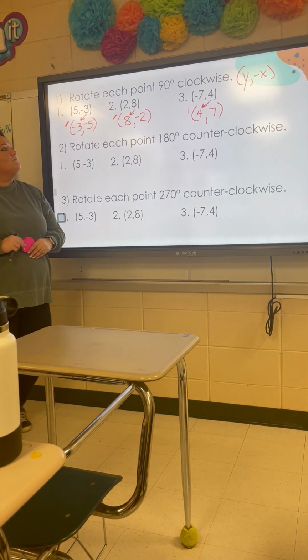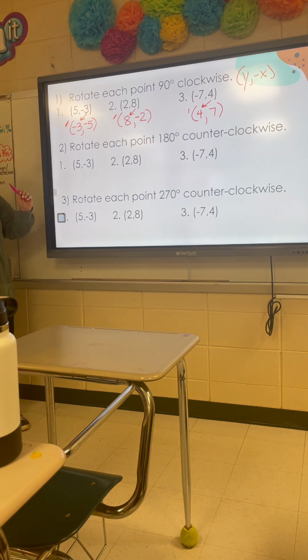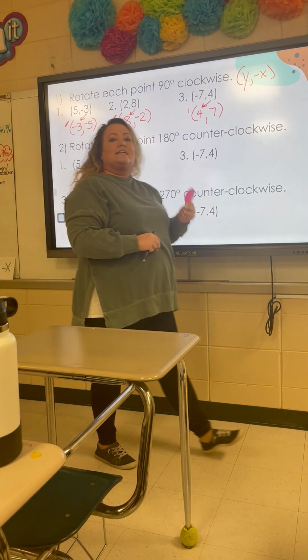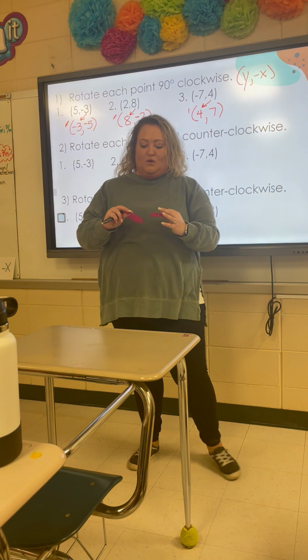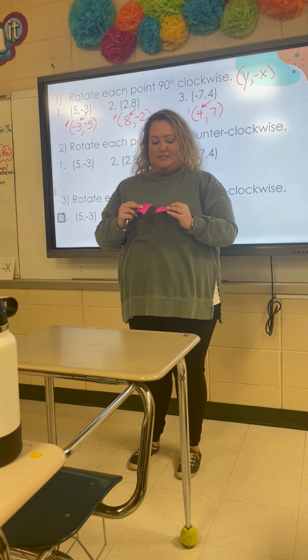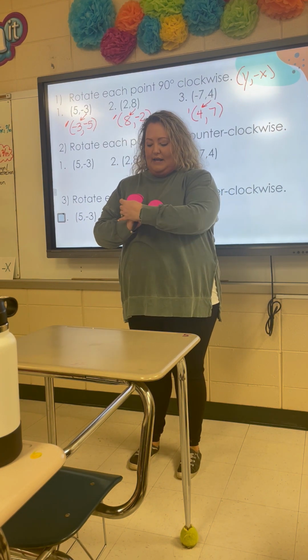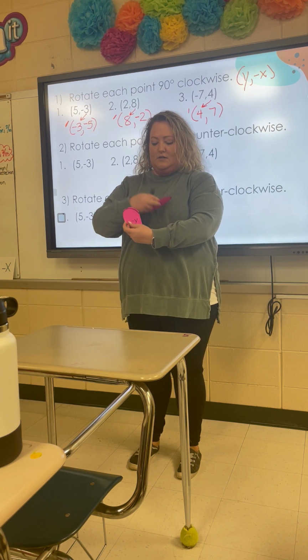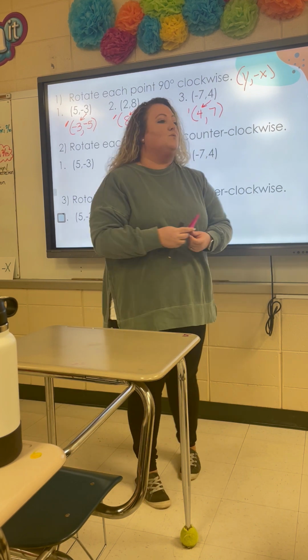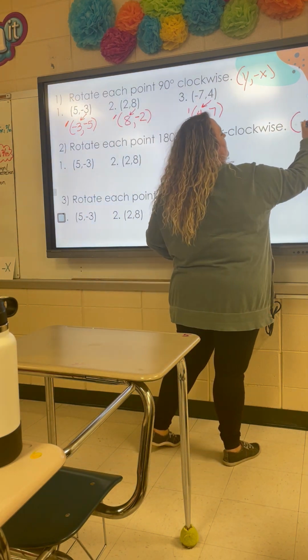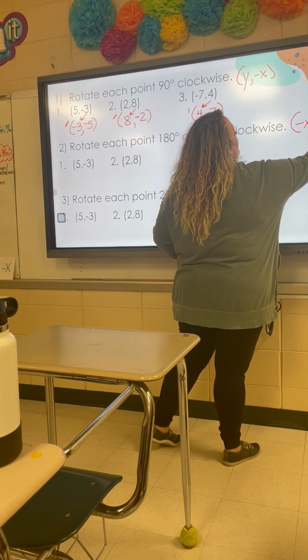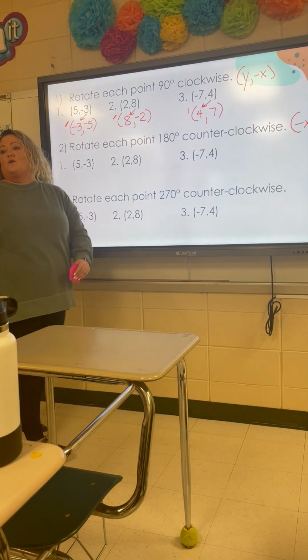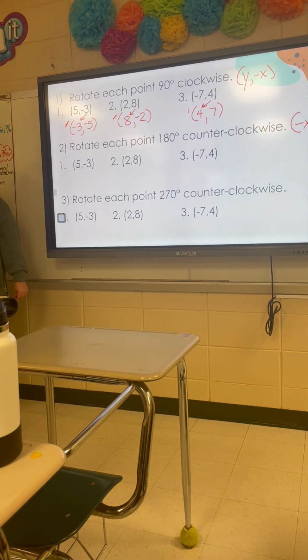All right, the next example wants us to do a 180, and it says counterclockwise, but we know that 180 doesn't matter which way you go, you end up the same spot, but we can do that. 180 is your XY, if you flip it twice, will be opposite X, opposite Y. That's our 180 rule. Opposite X, opposite Y. They don't switch positions for 180, but they both change signs.